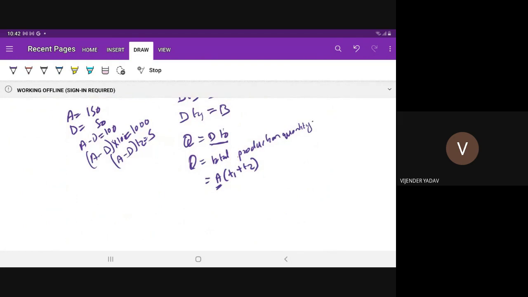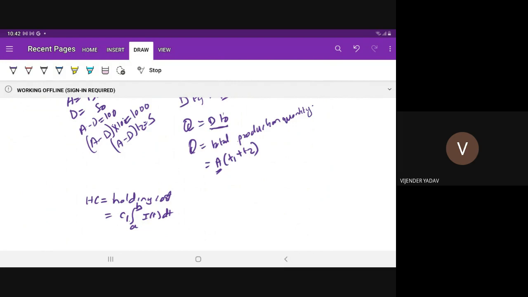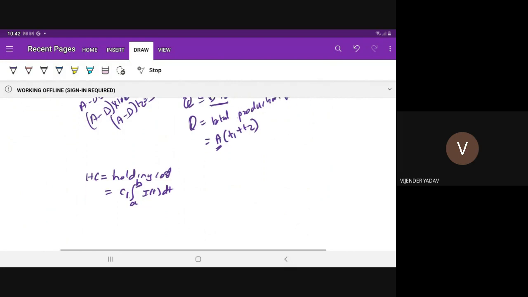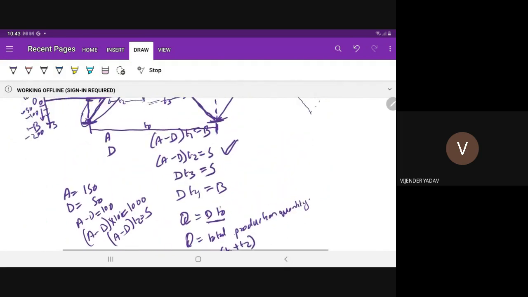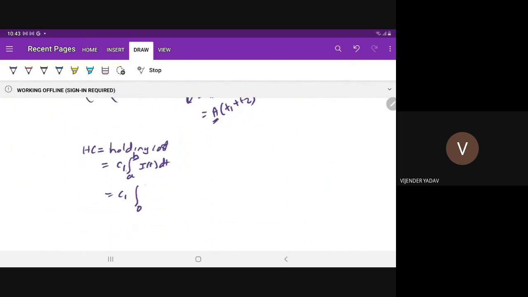So what is the basic formula of the holding cost? What I have told you: it is the integral from A to B of the inventory level dt into unit cost, right? C1 is the unit holding cost, meaning the cost to hold a unit item for a unit period. So for this period it will be C1, and here we have to hold from 0 to T2 plus T3. So it is 0 to T2, and T2 to T2 plus T3.